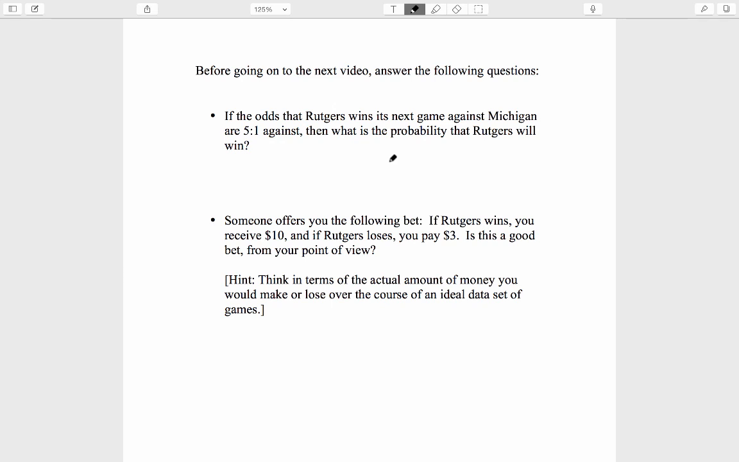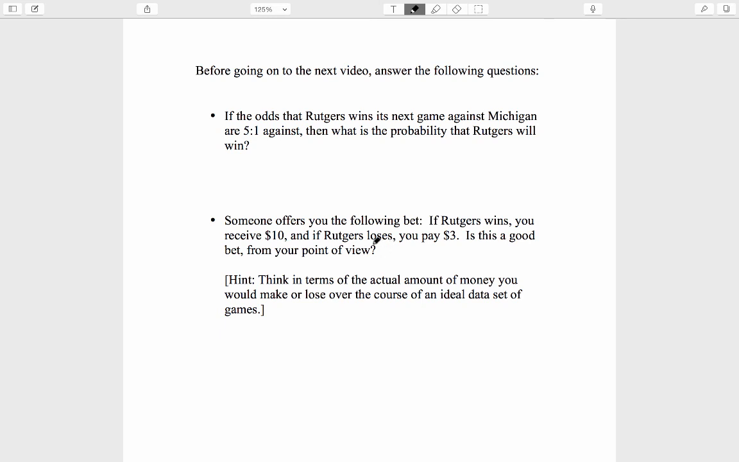If the odds that Rutgers wins its next game against Michigan are 5-1 against, then what is the probability that Rutgers will win? And someone offers you the following bet. If Rutgers wins, you receive $10, and if Rutgers loses, you pay $3. Is this a good bet from your point of view?